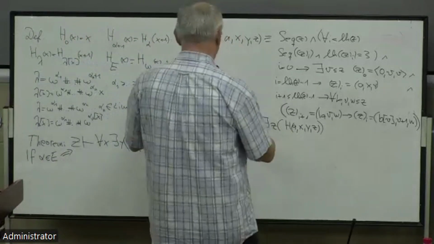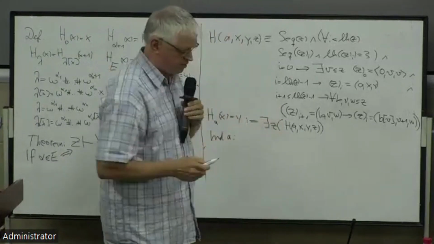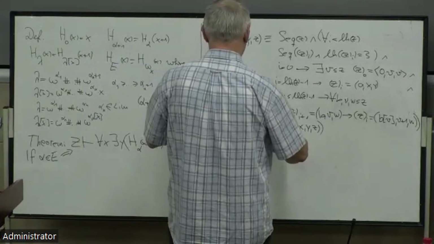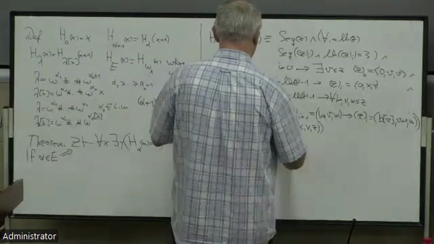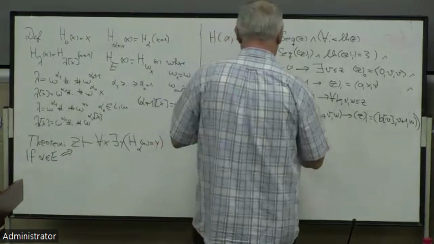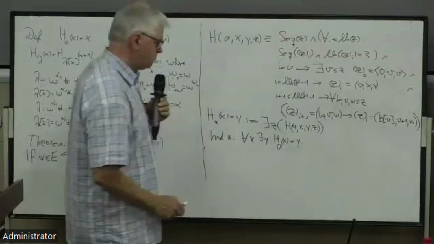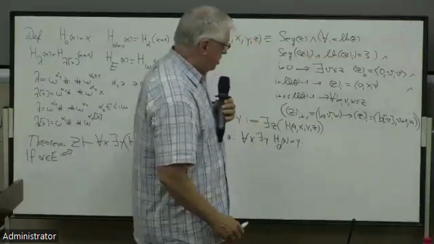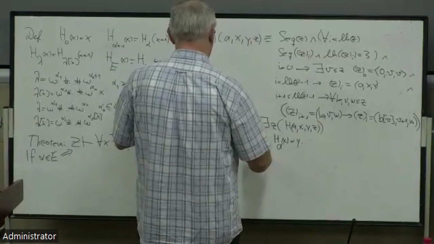Now, by induction on A, with respect to the ordinal notation system, I can now prove that for all x, there is a y such that h a of x is equal to y. So this is by induction on A. So how do I prove it? Well, let x be given.